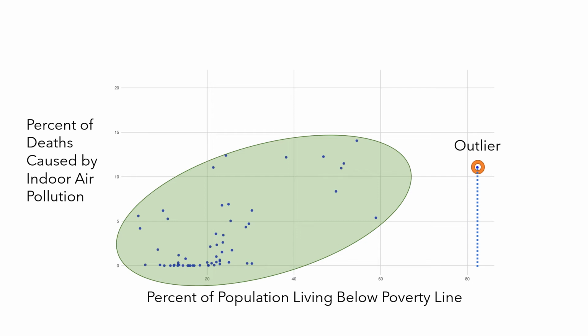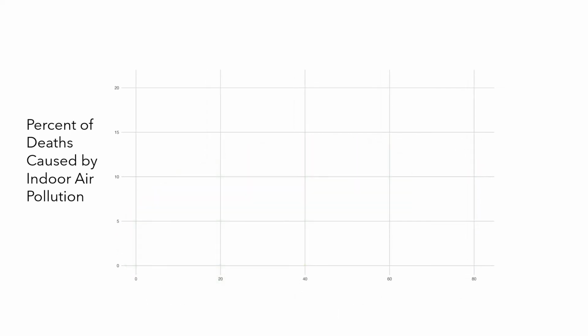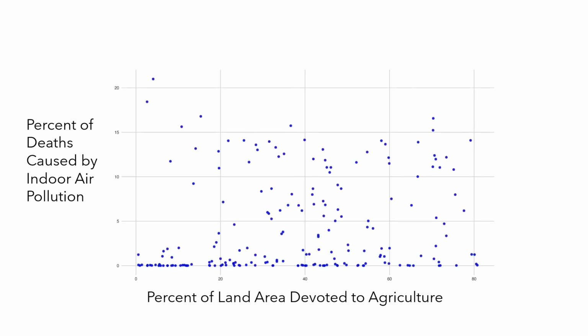Now, let's examine some other potential variables. We saw that indoor air pollution deaths were associated with access to clean fuels. Perhaps that access is, in turn, related to the way in which the land is used. So let's consider the percent of land area that is devoted to agriculture. Now, there don't appear to be any noticeable patterns in this scatterplot, so we would say that there appears to be no association between these two variables, or that the two variables are independent.